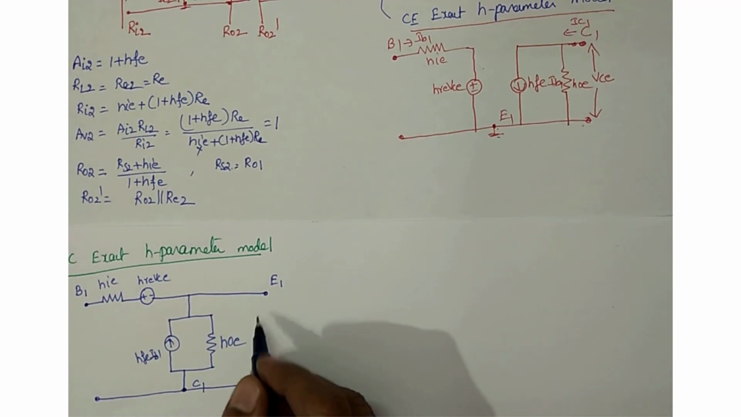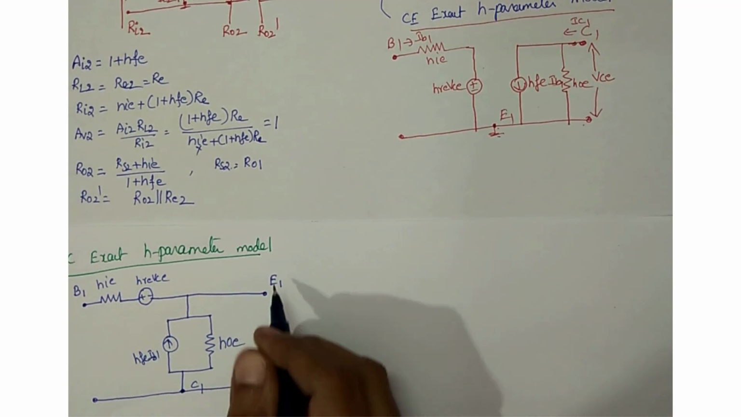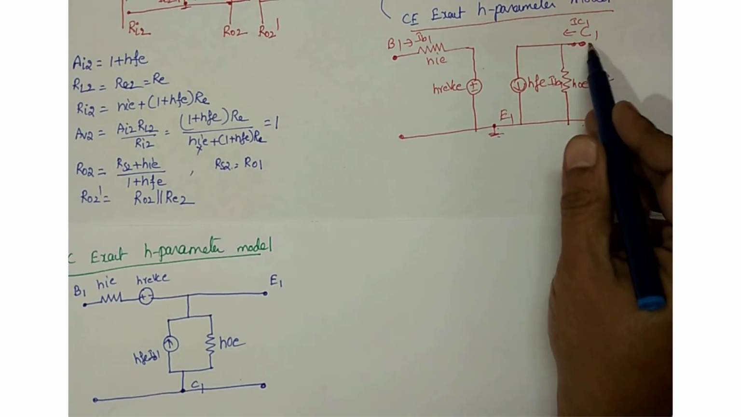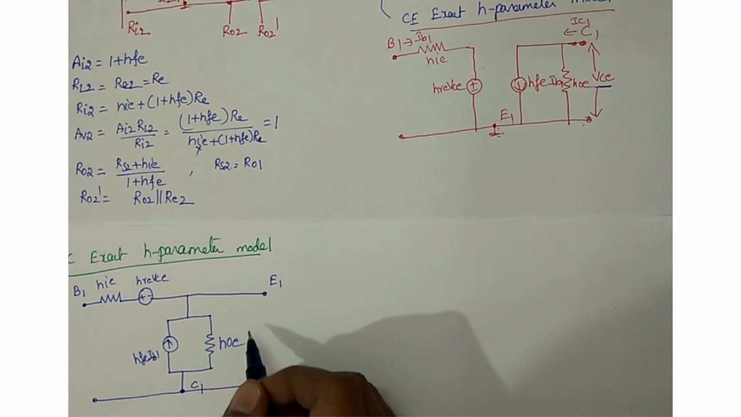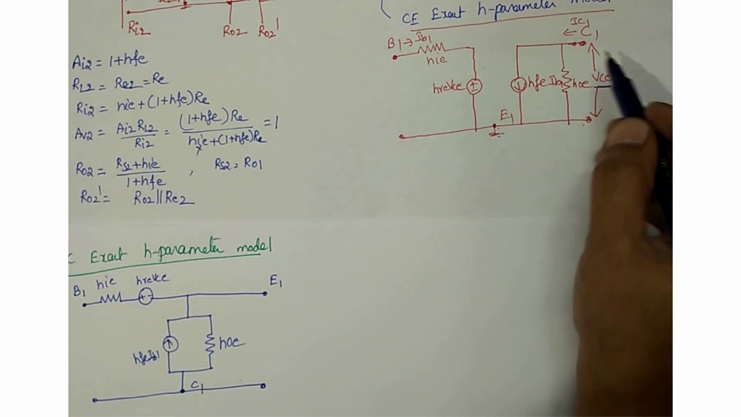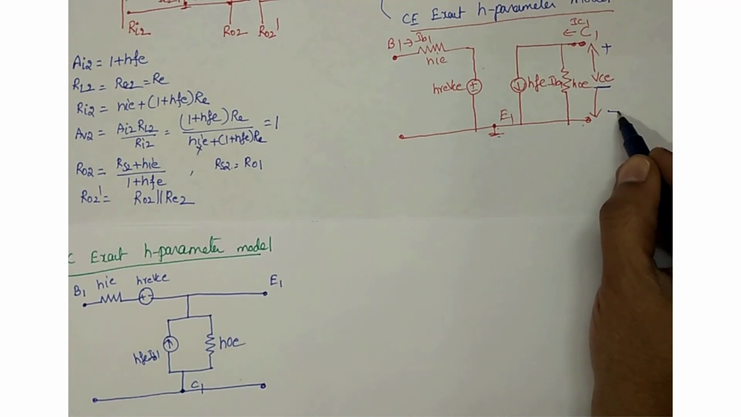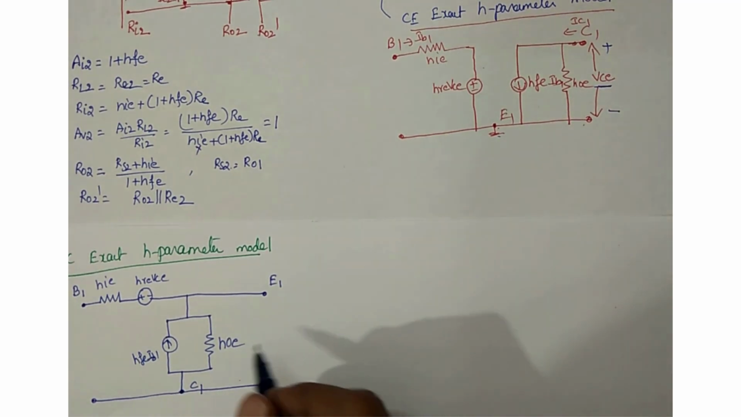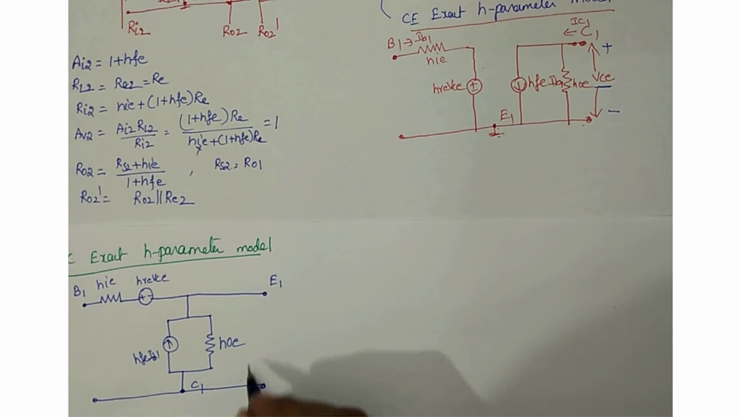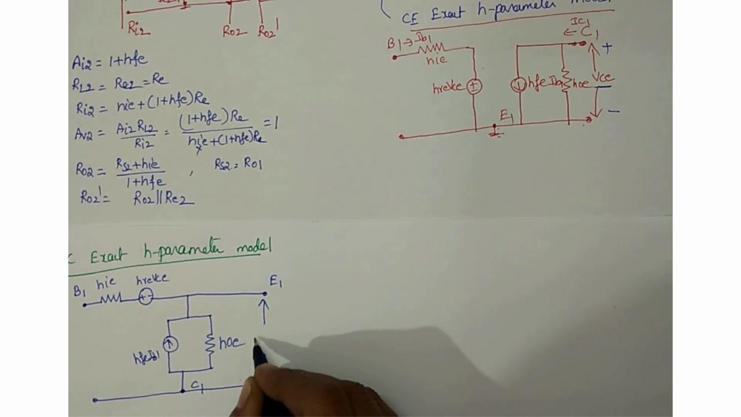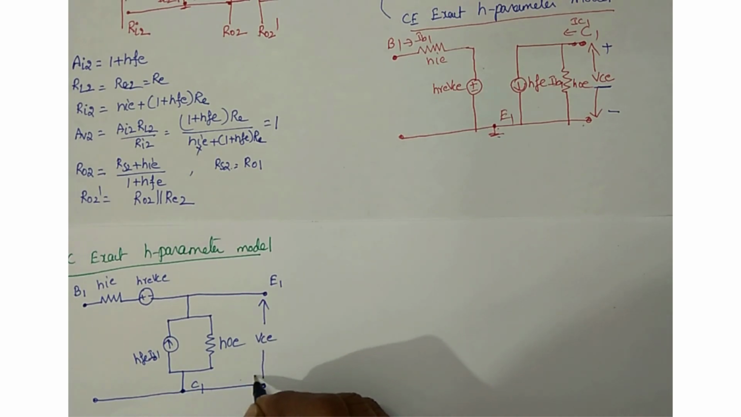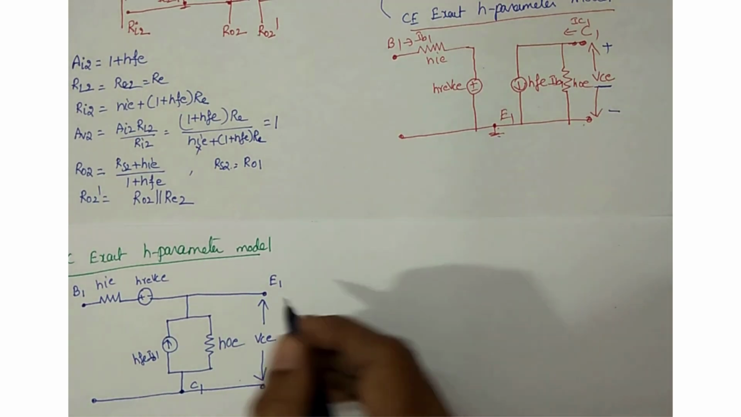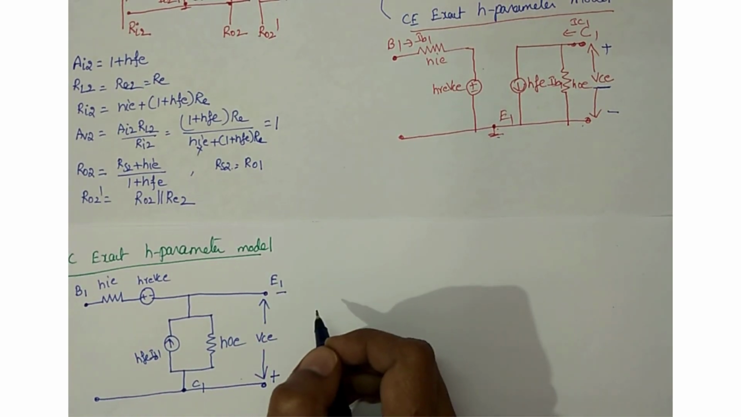Okay. So across this you have VCE. Between C1 and E1 you have VCE. As this is plus and this is minus here, C1 plus and E1 minus. So I am taking the VCE like this. This is totally VCE, but this is plus and this is minus.